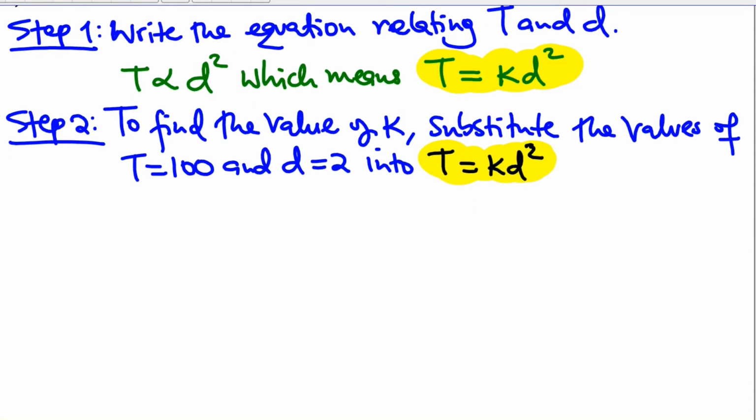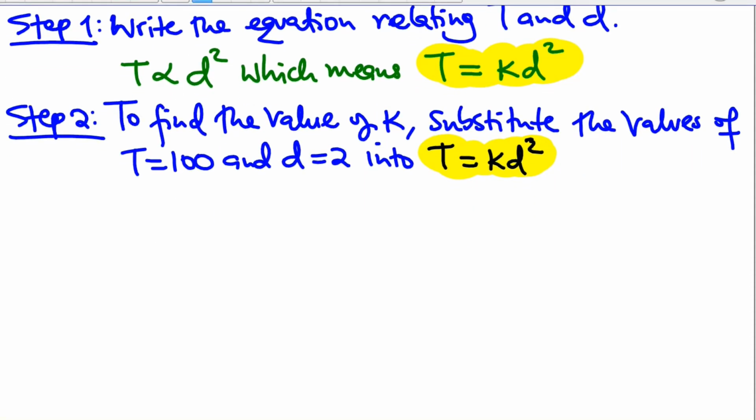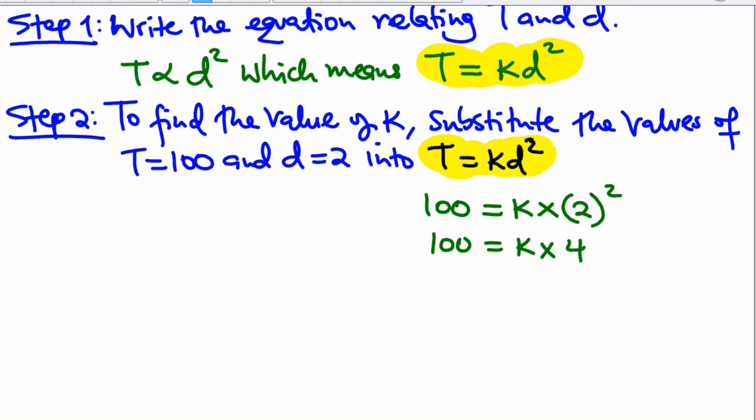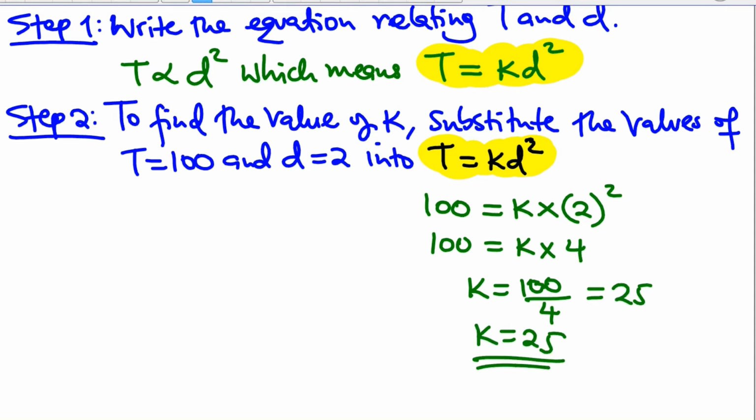So when t is equal to 100, d is equal to 2, which means 100 is equal to k multiplied by 4, and the opposite of multiplying by 4 is dividing by 4, so k will be 100 divided by 4, which is 25. So k is equal to 25.